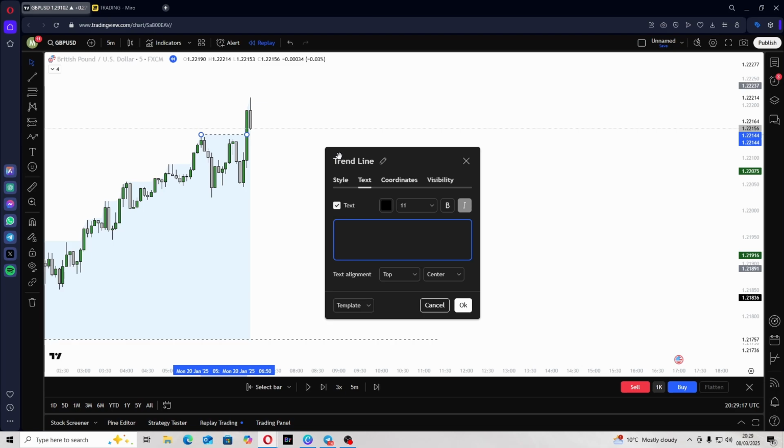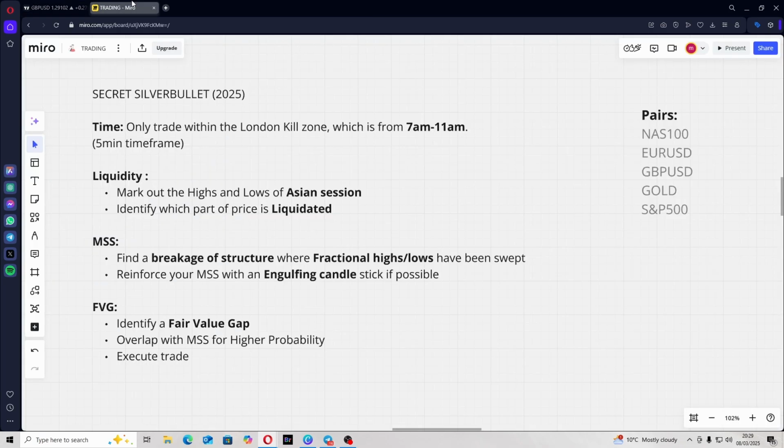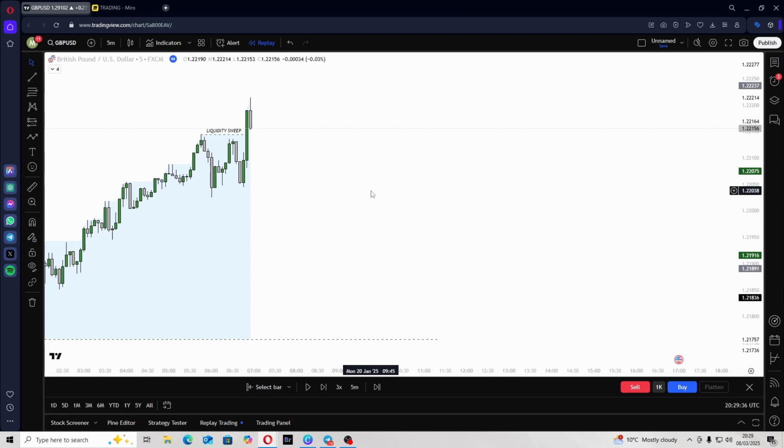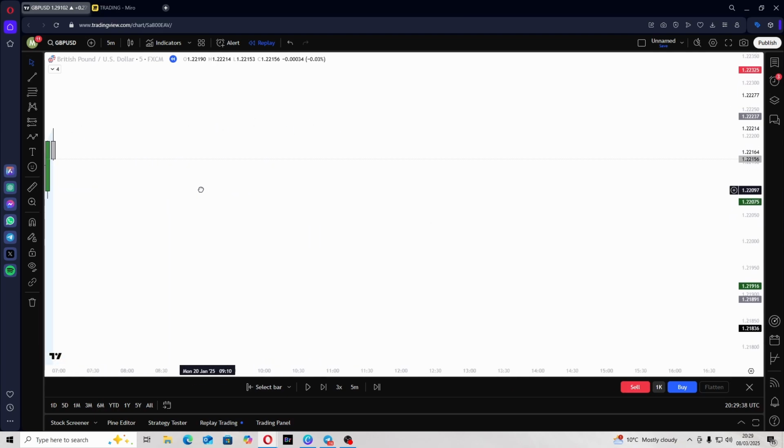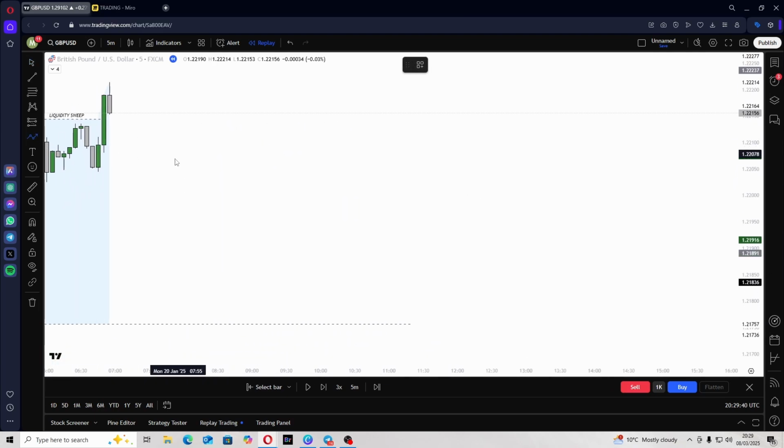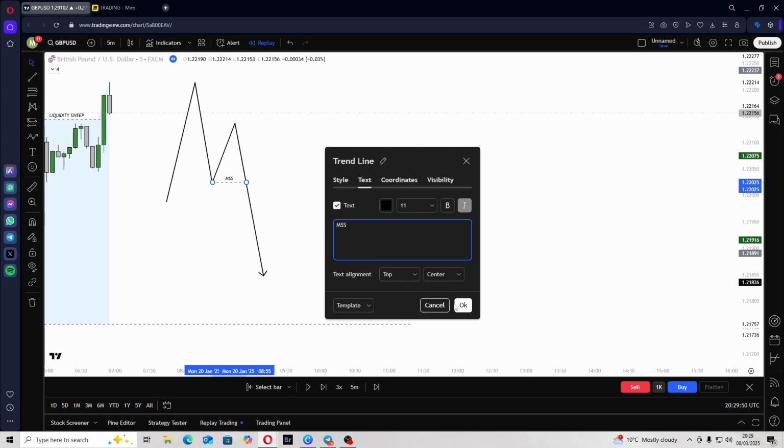So what we need to do now is mark this out as our liquidity sweep, right? Once we actually do get this liquidity sweep, from here on out is very easy, right? What we need to do is find a breakage of structure where fractional highs/lows have been swept. And we also need to reinforce our market structure shift with an engulfing candlestick if possible, right? Let me explain all of that. We need a breakage of structure, and the breakage of structure is going to look something like this. So it's going to go up and then it's going to break on itself just like this, okay? And this will be our breakage of structure right here, and this will be the market structure shift that we're going to be actually marking out, right?